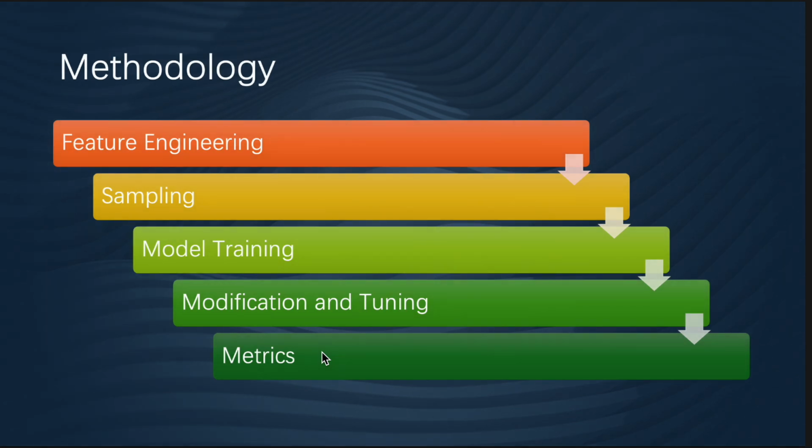Our methodology consists of 5 parts. First, we perform data processing and feature engineering. Then, we apply sampling techniques to balance the dataset. After that, we proceeded with model training. Next, we focus on model modification and tuning. Finally, we evaluate our model using key metrics.